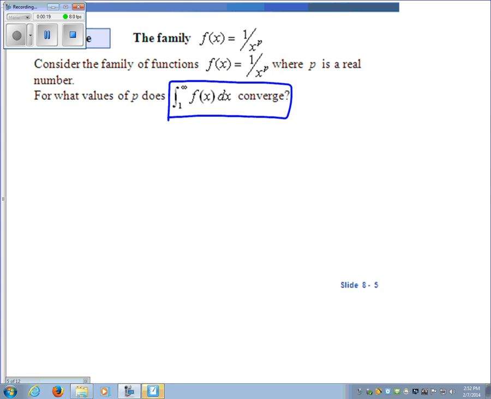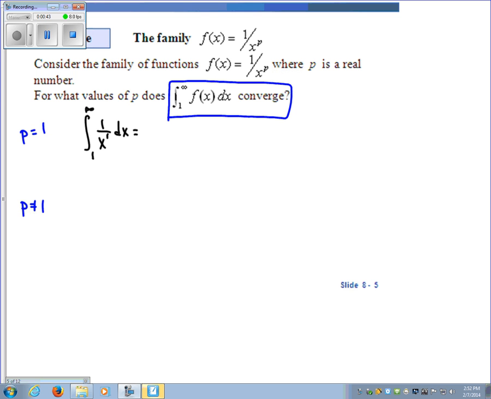Okay? I'm going to look at two cases. I'm going to look at when p is equal to 1, and then I'm going to look at when p is not equal to 1. Now the reason is because when I'm integrating that, if p is equal to 1, I'm going to have the integral from 1 to infinity of 1 over x to the 1.